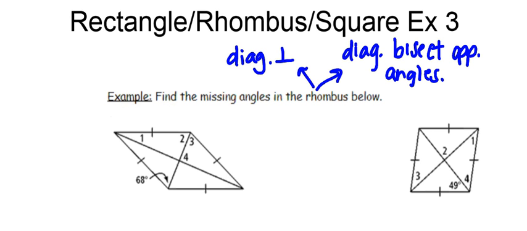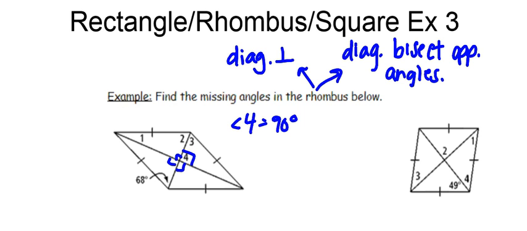So let's just start. Let's look at this first one. We want to find all of the missing angles. So we want to find angle 1, 2, 3, and 4. Well, 4 is the place where the diagonals cross. So that's a right angle. So angle 4 is 90 degrees. And that means all the other angles in that corner around 4 are also 90 degrees, which is going to be helpful in a second.